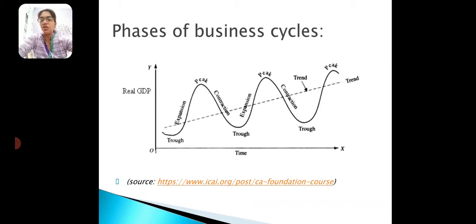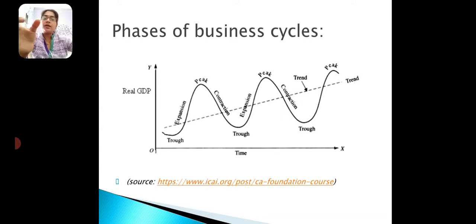then it goes to the top, the peak, then there is a downfall, I call it contraction, then it is at the very bottom, which I call the trough, or it is also called depression. Then again there is an expansion, then it reaches the peak, then goes into contraction. So it keeps moving like this, and there is one dotted line going upwards, which is called the trend. So what does this mean?